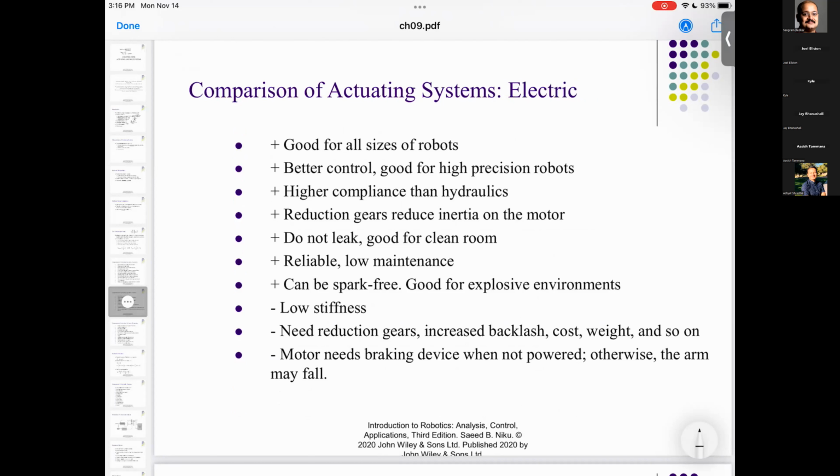Now, on the other hand, if you are looking at the electric system, then electric systems are good, and you can look at different types of electric motors, but the compliance is higher. You can use reduction gears. It does not have the issues with the leakage, and they work very good for the clean room where you are working with the silicon wafers and you can't have any contamination. But again, they have low stiffness, reduction gears, and then again, sometimes you need to add some type of braking system and so on.